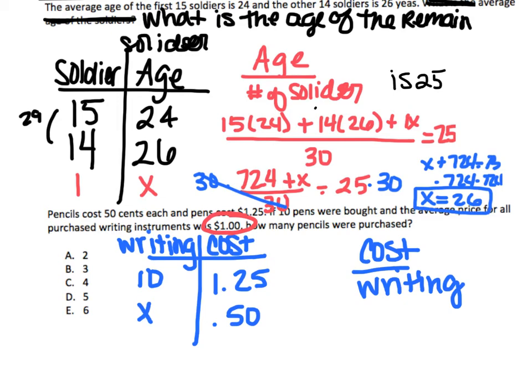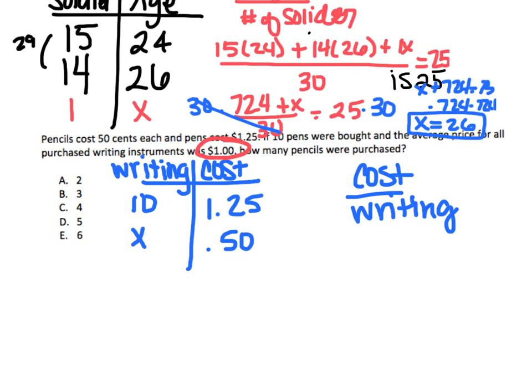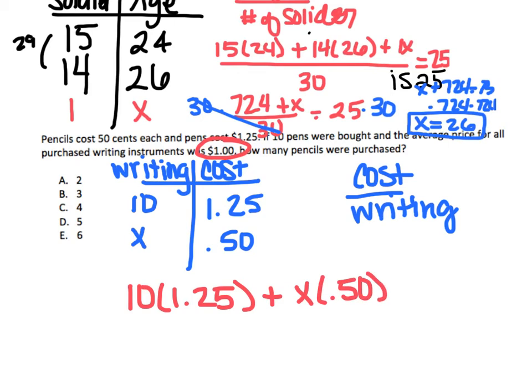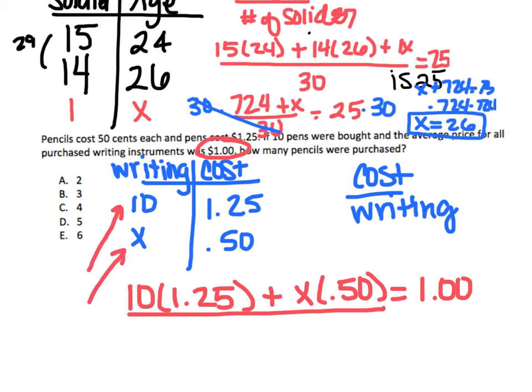So again, I'm going to total up the cost. If I bought 10 pens, I need to do 10 times the cost of $1.25 plus the number of pencils I bought times their cost, and that's going to equal $1. And then I need to divide, and here's where it gets tricky. I need to divide by the number of writing utensils I bought. Well, I know I bought 10 pens, but I don't know how many pencils I bought. So I'm going to say just x plus 10 for their total.